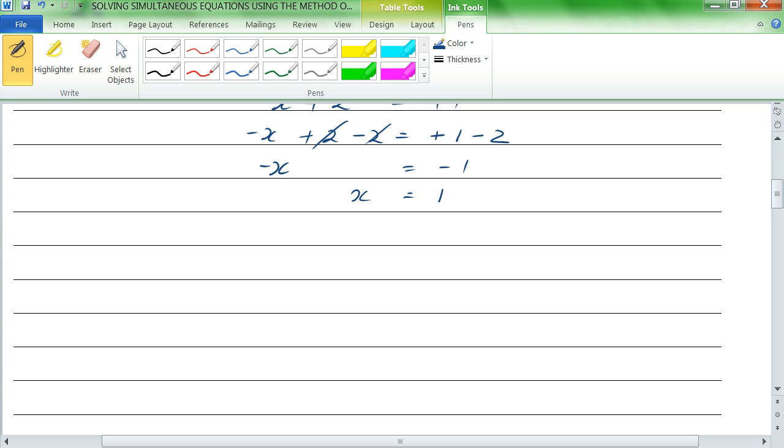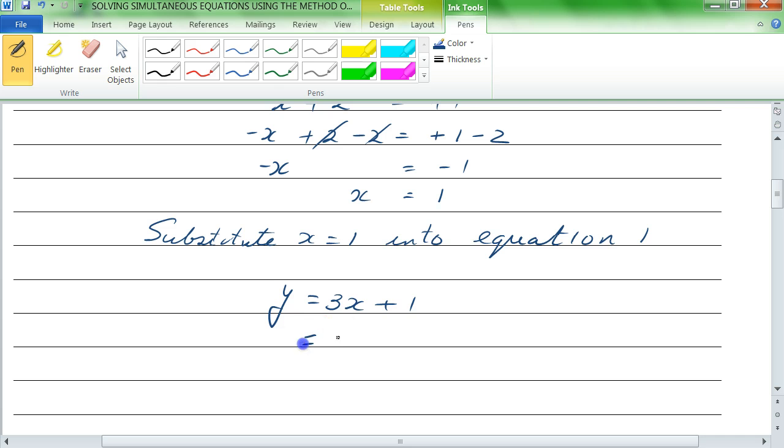Now to find y, we substitute x equal to 1 into one of the equations. So that's what I'll do. Substitute x equal to 1 into equation 1. Equation 1 is y equals 3x plus 1. Substituting x equal to 1 in that, we have y equals 3 times 1 plus 1 equals 4. So the solution set is x equal to 1, y equal to 4, which we write as 1 comma 4.